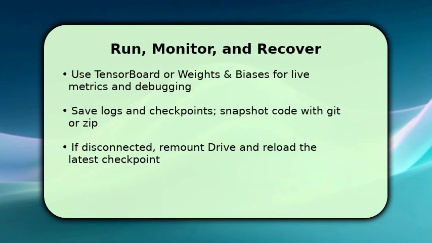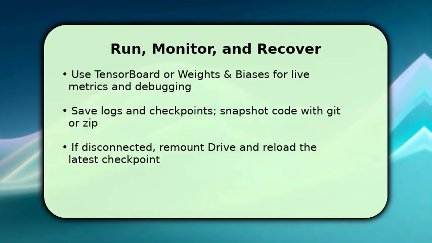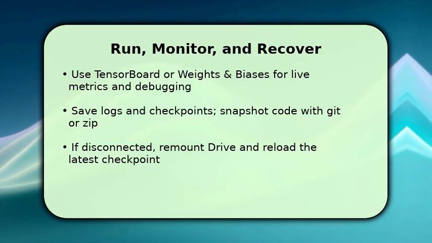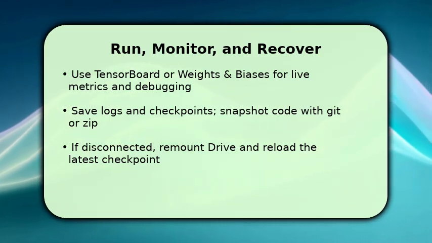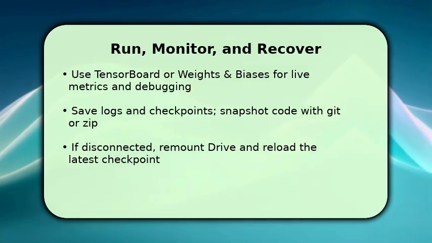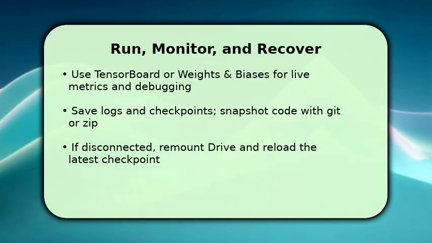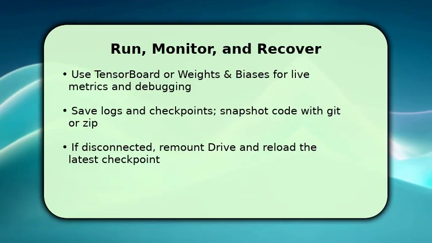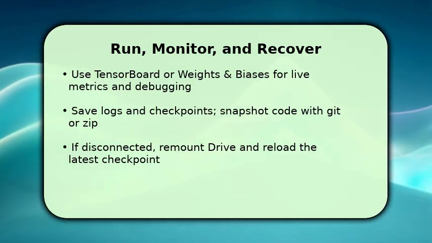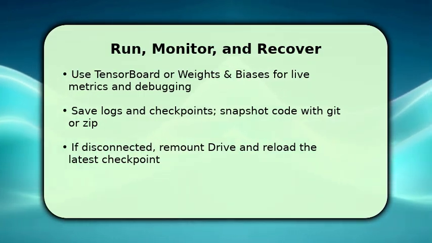You execute the full experiment while monitoring metrics and resource usage to catch issues early. Stream logs to TensorBoard or a tracking service so you can compare runs and catch divergence. Meanwhile, watch RAM and GPU utilization to adjust batch size. When finished, export results to drive and snapshot code for reproducibility. If the session dies, remount drive, reinstall any packages, and restore the most recent checkpoint. That single recovery step prevents wasted compute and lost progress.